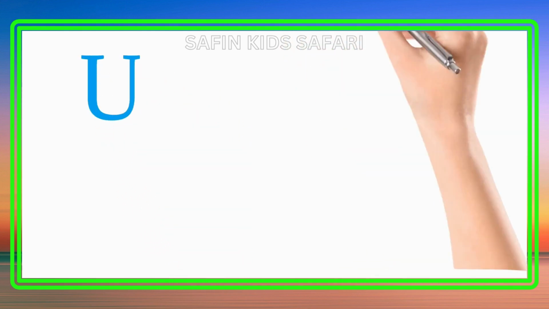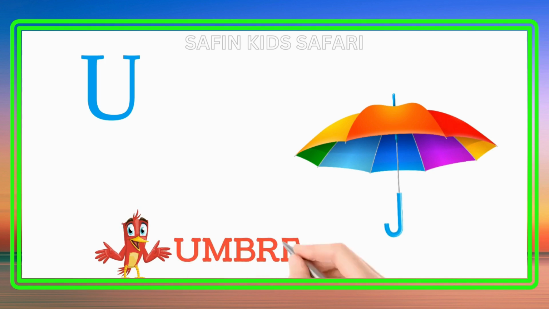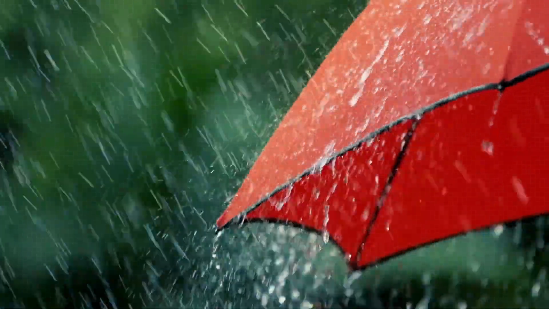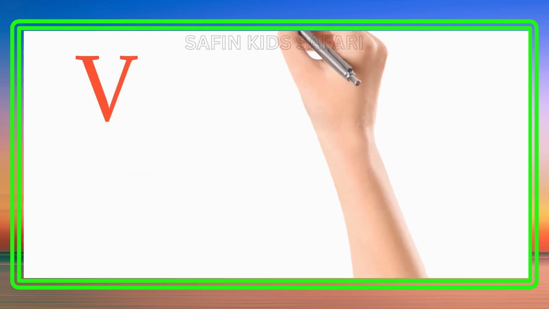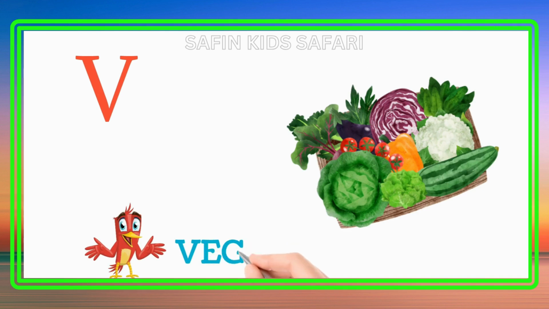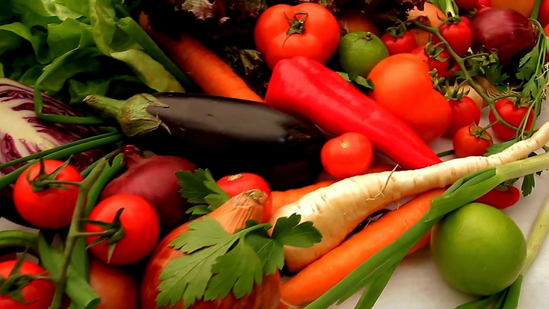U. U for umbrella. Nice umbrella. V for vegetable. Nice vegetable.